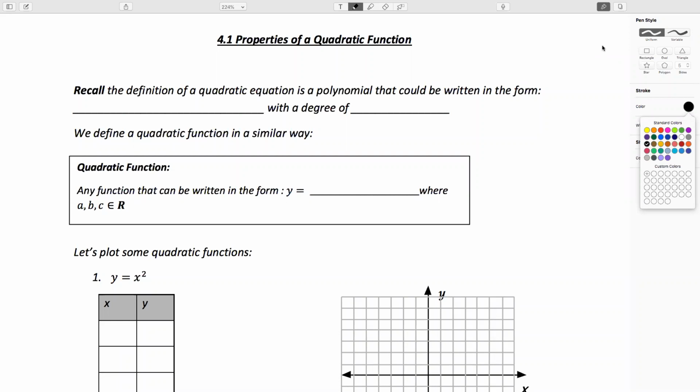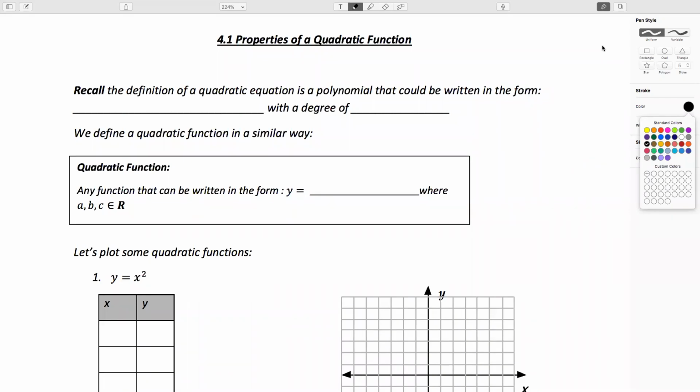So the topic today is on properties of quadratic functions. Up until this point, we've spent a lot of time focusing on the equations, so a quadratic equation. Today we're going to define quadratic functions. We're going to graph some of them, take a look at some properties of them, and we'll learn sort of what to look for when graphing a quadratic function.